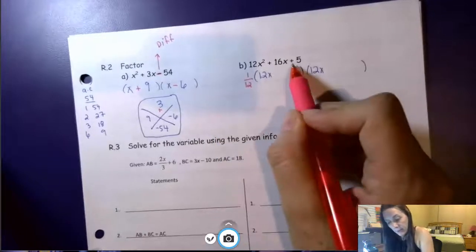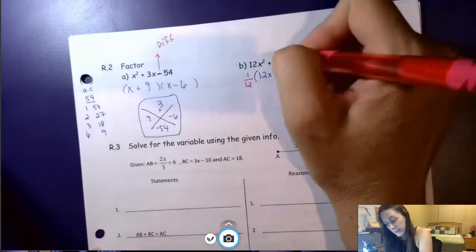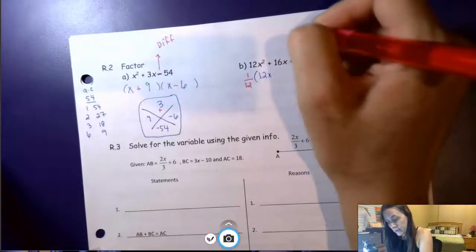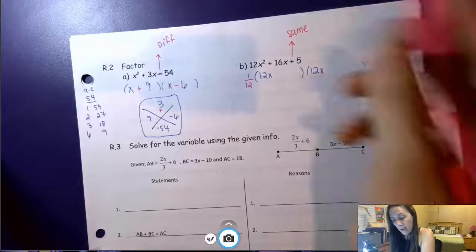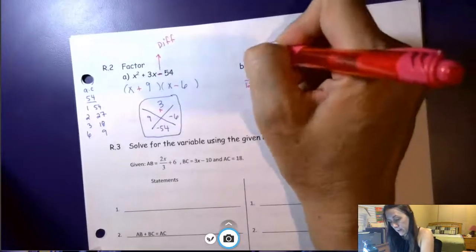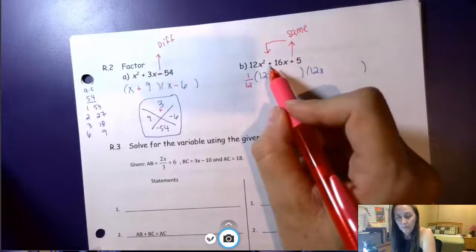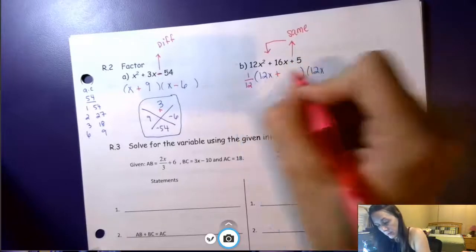Now, here it ends in a plus. If it ends in a plus, this means my signs are going to be the same. It doesn't mean they're going to be positive yet. I now have to look over here in the middle. They're going to be the same as whatever's in the middle. And the middle is a plus, so they're both going to be positive.